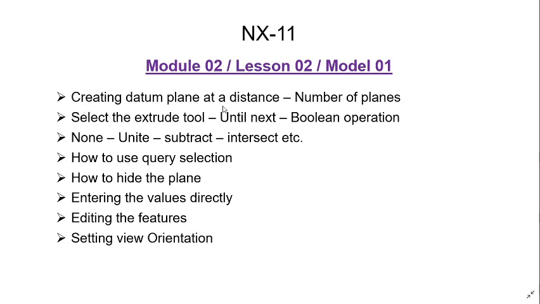Then creating a datum plane. You can create a datum plane at an offset distance, and you can add a number of planes, that means a number of parallel planes. Then the extrude tool with different options like until next, etc. Then Boolean operations, in which none, unite, subtract, and intersect are there. Then how to use query selection, how to hide the plane, entering the value, editing the features, etc. Okay, so let us start.